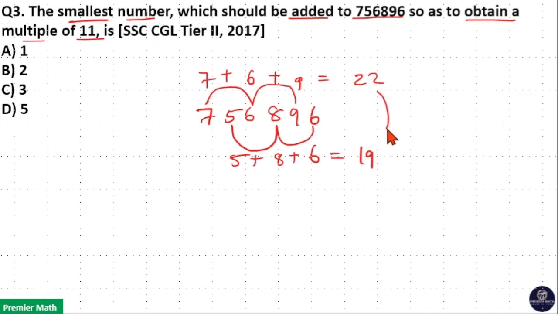Now, if the difference between these two, that is the sum of digits at odd places and even places, is 0 or a multiple of 11, then the number is divisible by 11, then it's a multiple of 11. Now here the difference between 22 and 19 is 3. That means if you add 3 to this number, then that number is divisible by 11. So option C is your answer. Here the difference is 3.